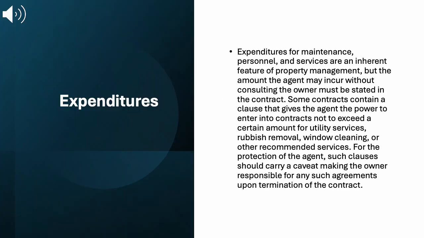Expenditures. Expenditures for maintenance, personnel, and services are an inherent feature of property management, but the amount the agent may incur without consulting the owner must be stated in the contract. Some contracts contain a clause that gives the agent the power to enter into contracts not to exceed a certain amount for utility services, rubbish removal, window cleaning, or other recommended services. For the protection of the agent, such clauses should carry a caveat making the owner responsible for any such agreements upon termination of the contract.